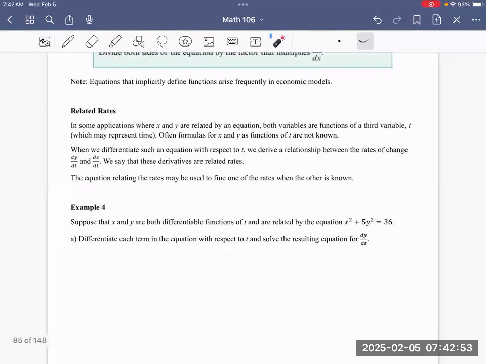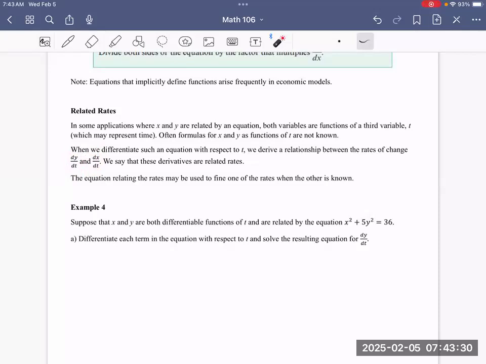So it says, in some applications where x and y are related by an equation, both variables are functions of a third variable, t, which may represent time. Often formulas for x and y as functions of time are not known. When we differentiate such an equation with respect to t, we derive a relationship between the rates of change, dy/dt and dx/dt. We say that these derivatives are related rates. The equations relating the rates may be used to find one of the rates when the other is known.